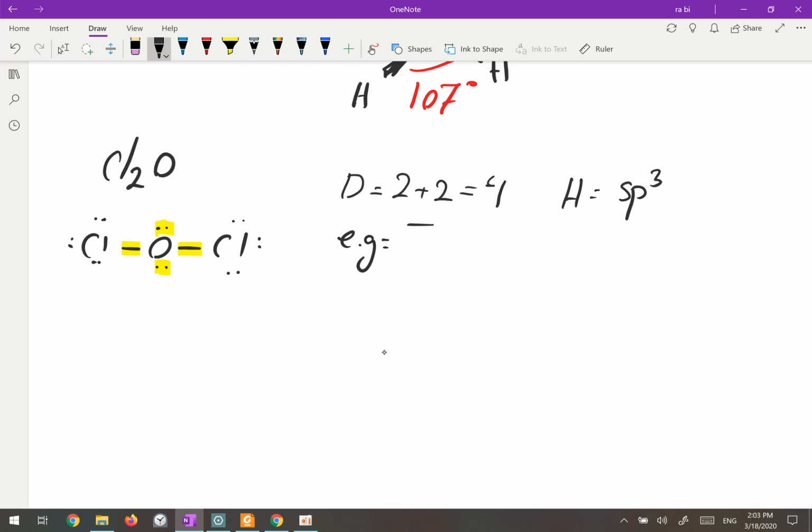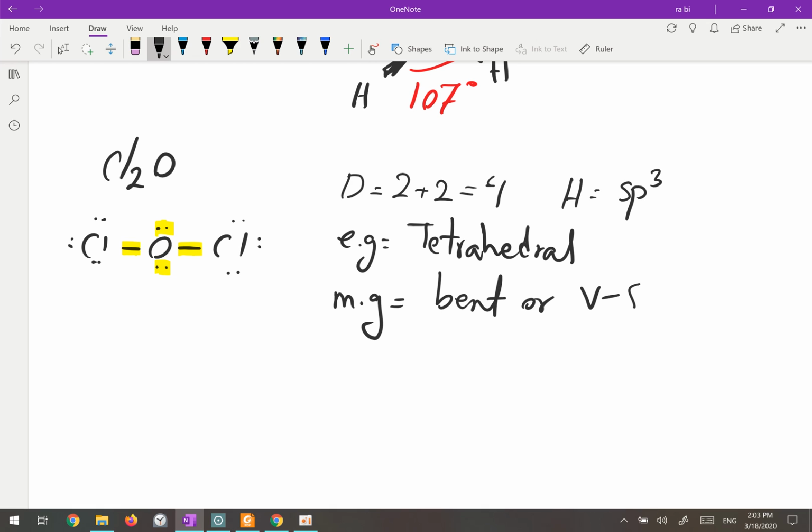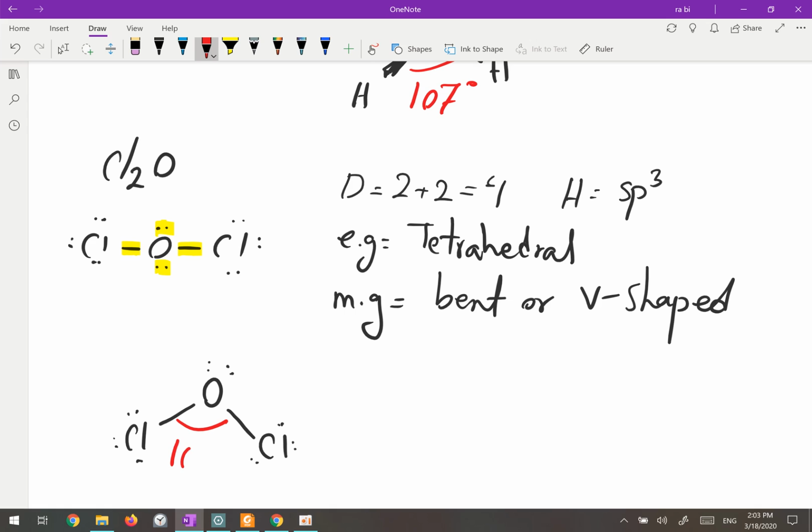Electronic geometry is tetrahedral, and for the molecular geometry, when in the tetrahedral structure you have 2 lone pairs, the molecular geometry would be bent or V-shaped. So you can just simply draw the bent molecule, Cl, O, Cl with 2 lone pairs here. This is the bent molecule, and the angle here decreases to 105.